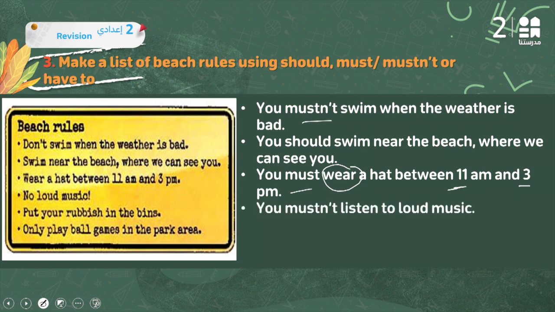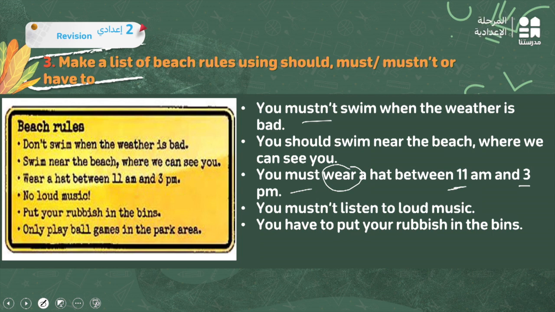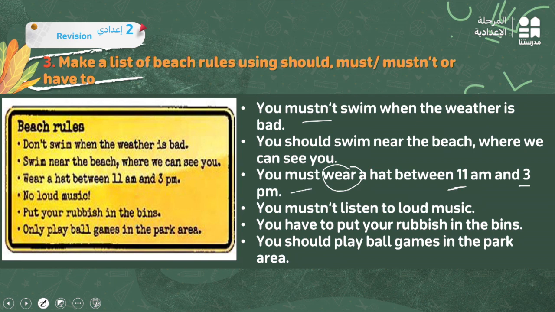You mustn't listen to loud music. ما ينفعش إن أنت تسمع أو مستحيل أو ممنوع إن أنت تستمع لـ loud music or else your ears will be harmed. ده هيأثر على ودنك. اتفقنا أي ضرر هيجي علينا من خلال الحاجة دي. That's why I have to use must or mustn't. You have to put your rubbish in the bins. ليه هنا استخدمت have to? Because I have a rule. Okay? You should play ball games in the park area. Here it's a piece of advice. That's why I added should plus infinitive.